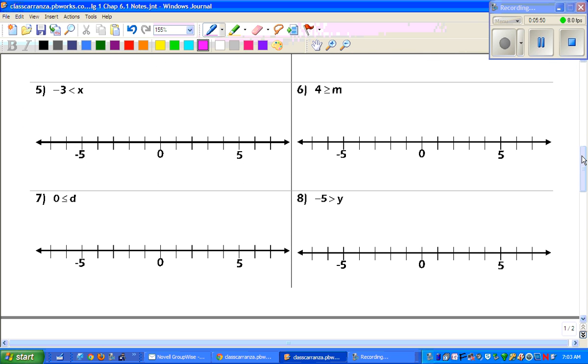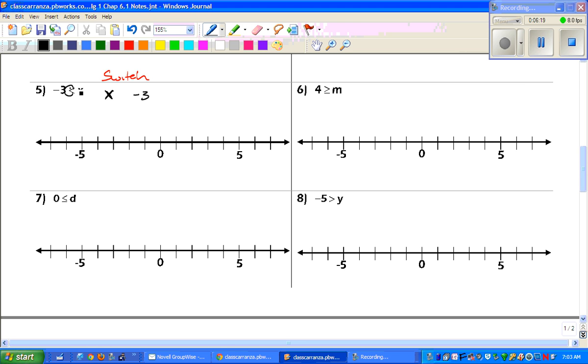Okay? So now on these bottom ones, is the variable on the left-hand side? No. So we have to switch. So the x and then the -3. Okay? And what we want to know is which way is the inequality, who's the inequality eating? Okay? Miss Carranza likes to draw Pac-Man right here.